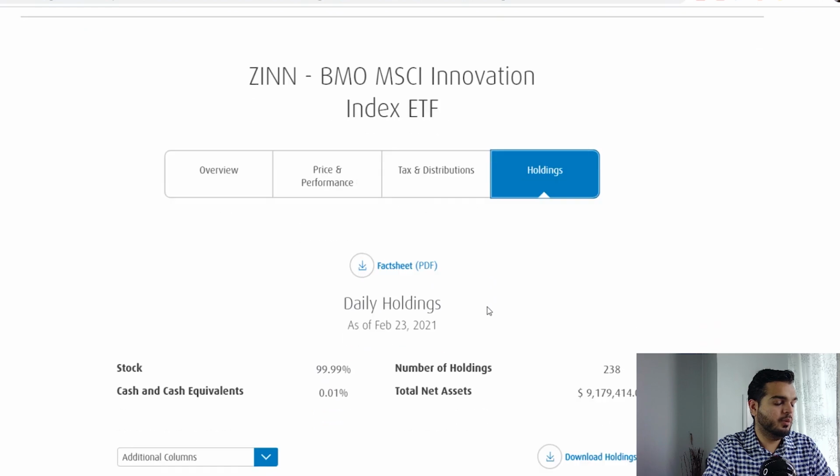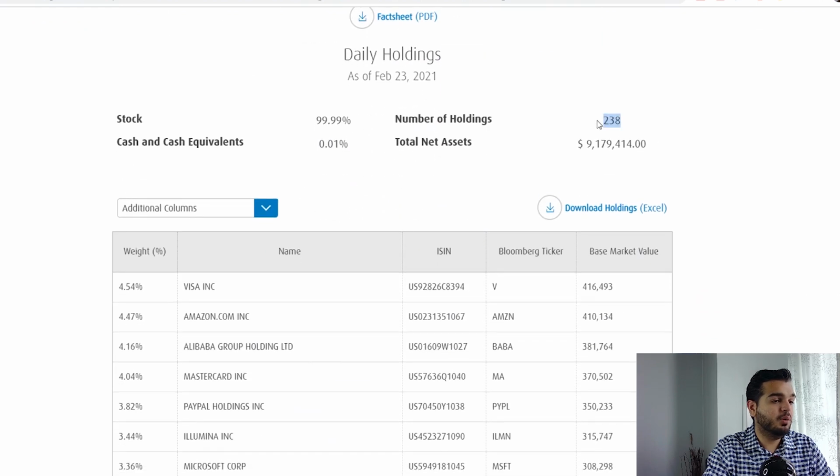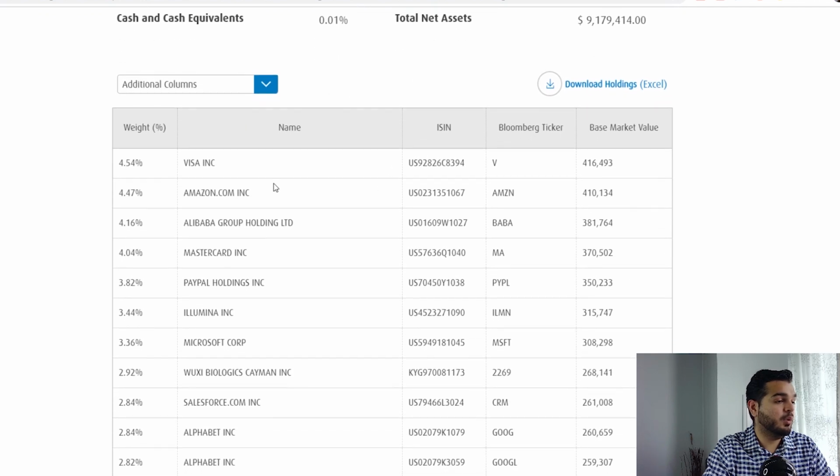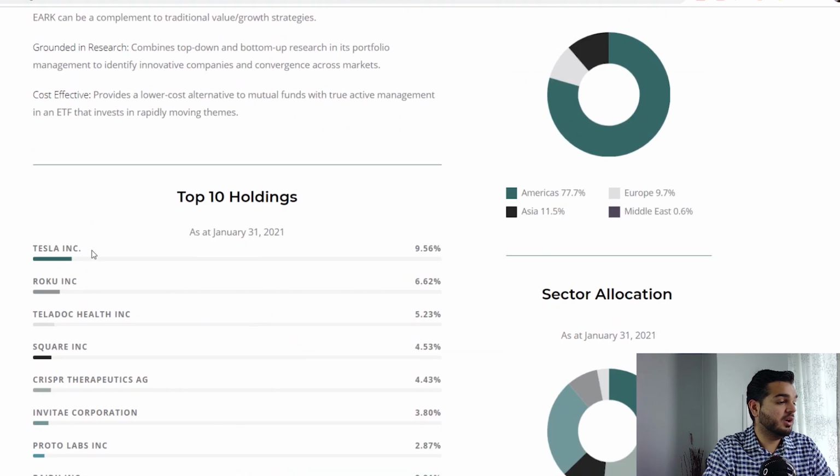I'm going to go through the holdings. It has 238 holdings, meaning 238 different companies of stocks in this one ETF. The top holdings include Visa, Amazon, Alibaba, MasterCard, PayPal, etc. Compare that to EARK, where the top holdings are Tesla, Roku, Teladoc Health, Square, and CRISPR Therapeutics.